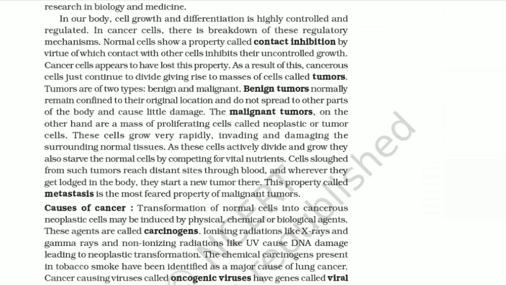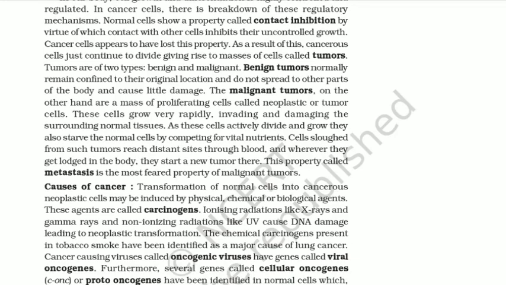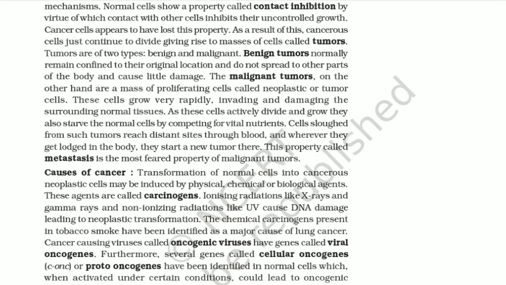In our body, cell growth and differentiation is highly controlled and regulated. In cancer cells, there is a breakdown of this regulatory mechanism. Normal cells show a property called contact inhibition, by virtue of which contact with other cells inhibits their uncontrolled growth. Cancer cells appear to have lost this property. As a result of this, cancerous cells just continue to divide, giving rise to masses of cells called tumors.